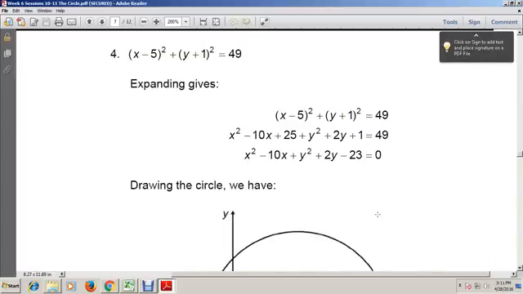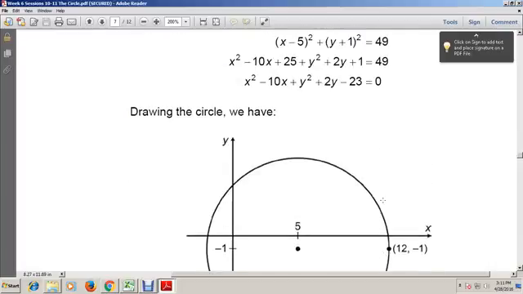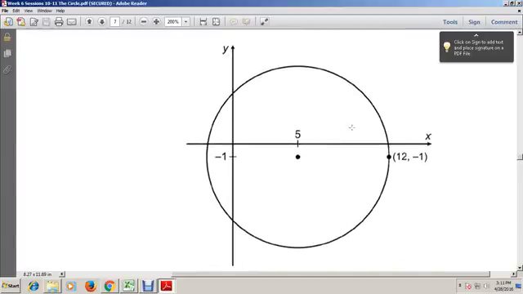Okay, so drawing the circle again, the center of the circle is at point (5, -1). Now, drawing the circle with the radius of 7 units, this becomes 5 plus 7 units. This point is actually positive 12, and its y would be -1. So this point is (12, -1).